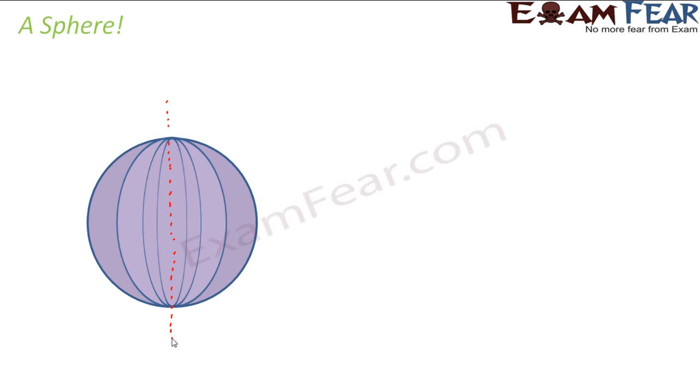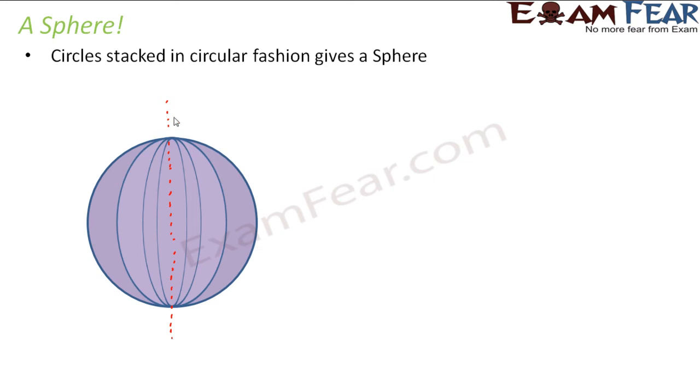So what happened? You found that when you stack circles in a circular fashion, because this time you are not placing one above another, because if you place circles one above another, you will get a cylinder. But if you place the circles in circular fashion like this, you will get a sphere.